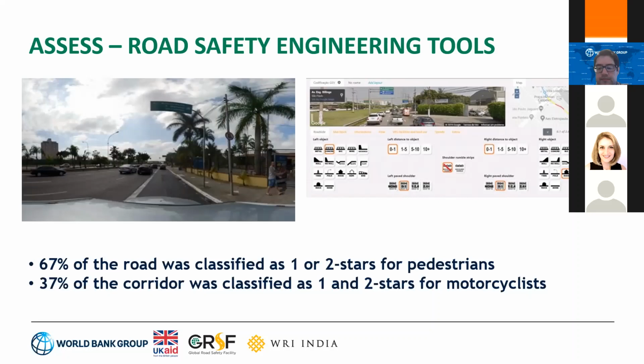But then we also looked at motorcycle safety, which is a growing issue in the city. And we also found that only 37% of the corridor was also 1 or 2 stars for motorcyclists. So we needed to also focus on improving safety for motorcyclists in the corridor.